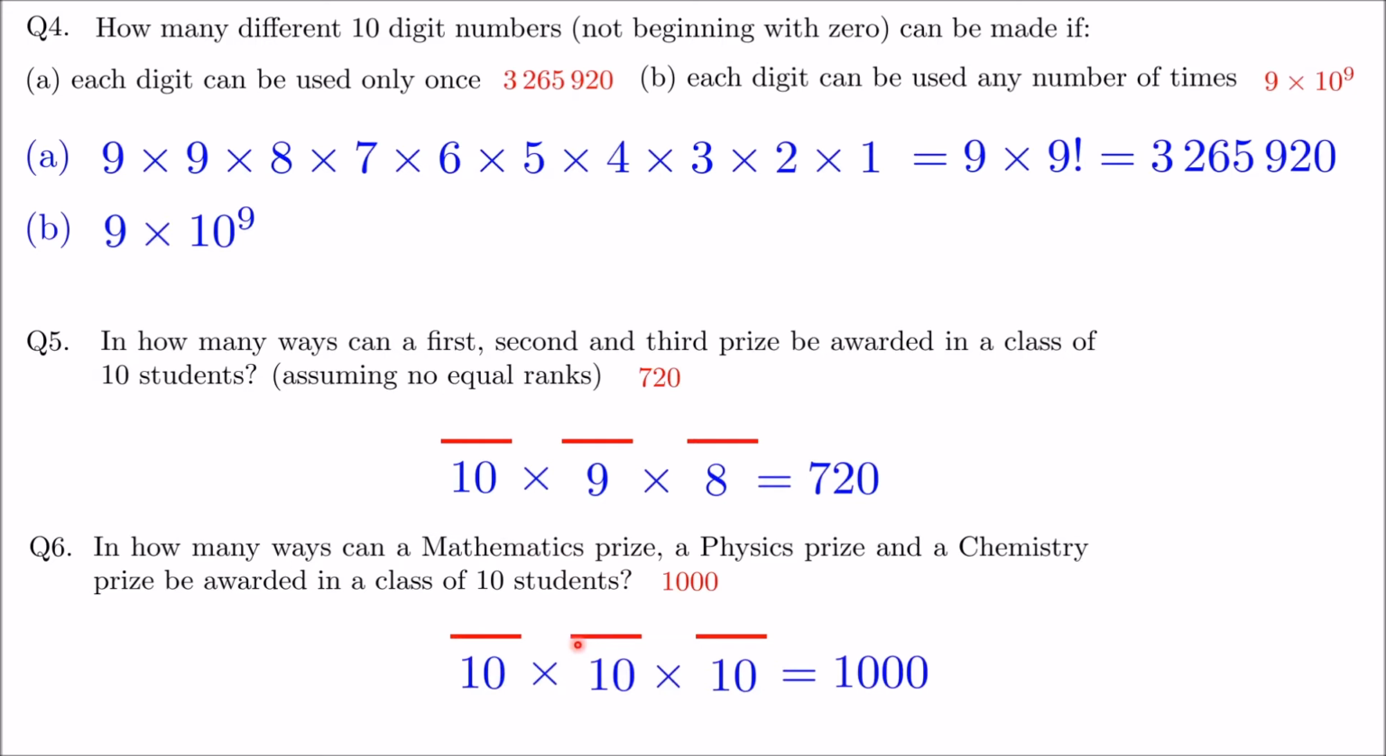Now you make all the students still stand on stage. No one's moving off. Then you go get the physics prize. How many options do you have to give that physics prize out? Again, you can give it to any one of the 10 kids, so you've got 10 options. And the same thing for the last prize. So altogether, you've got 1,000 ways of doing this prize handout.